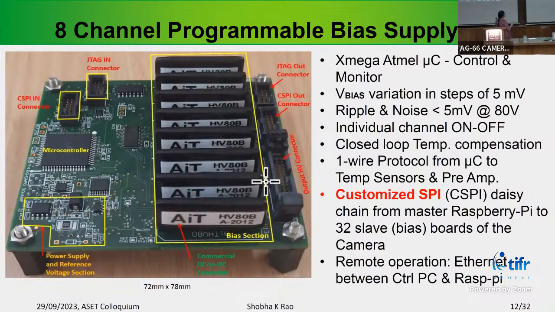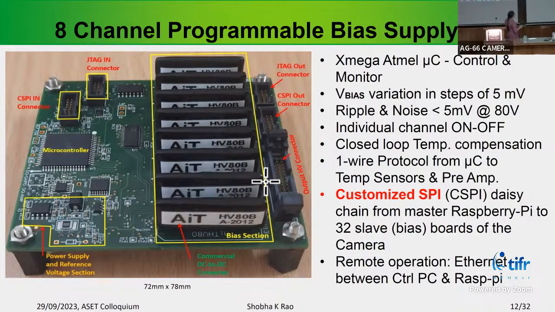Now we have 16 sensors in one PDM. So we have split that into 2 bias cards, and each bias card handles 8 channels. And using an Atmel microcontroller here, we are able to control and monitor the bias supply. The bias can be varied in steps of 5 millivolts, with low noise and on-off facility.